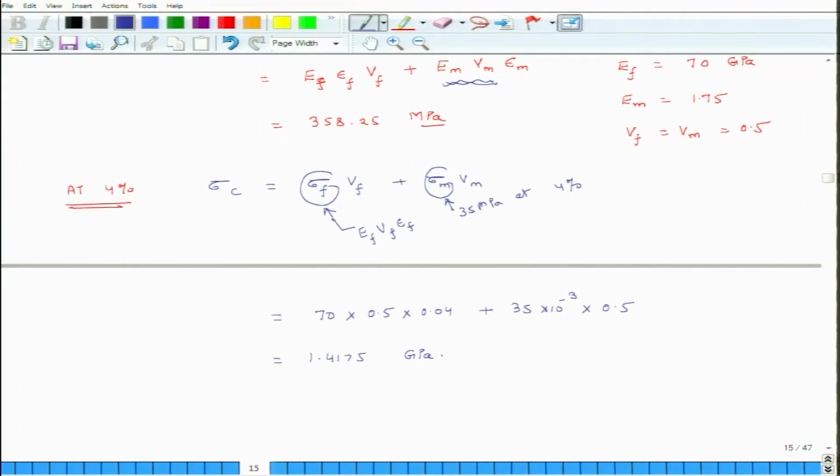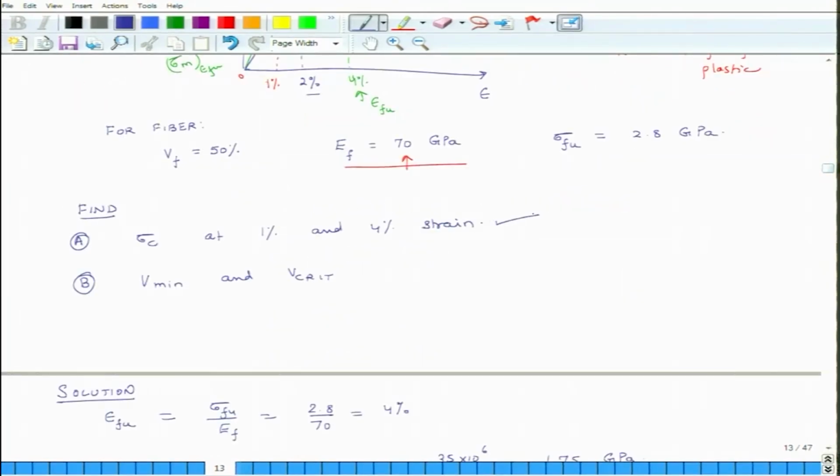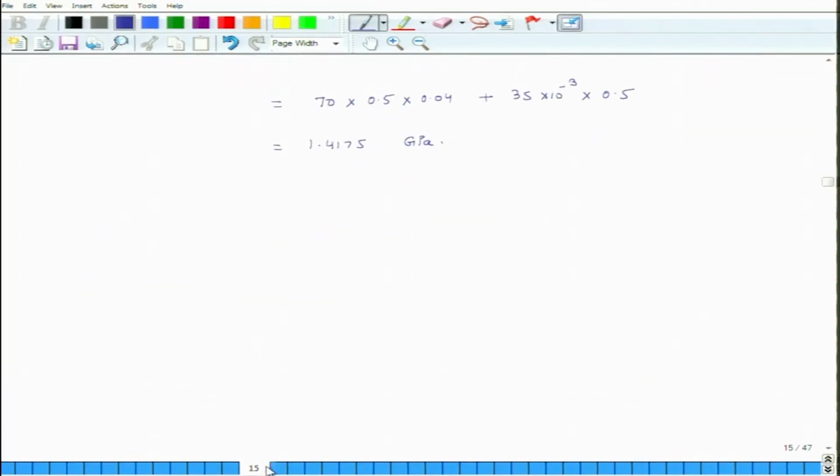So, even though the matrix has become flat, it is helping the fiber take more and more load. Now we have answered these two questions. The first part we have done. Next we have to find Vmin and Vcrit, and that is actually pretty straightforward.